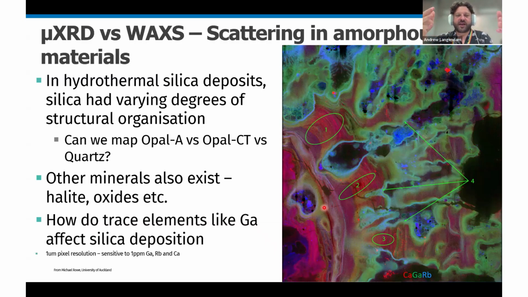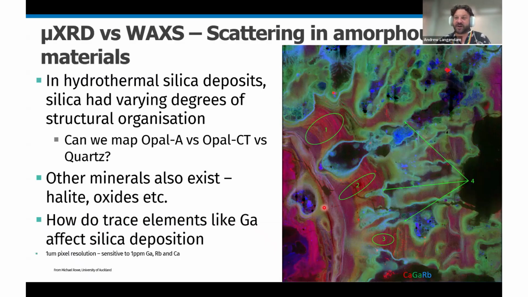But this was looking at how in these stromatolitic textures that we see in a lot of these digitate-like structures, these finger-like structures in these hydrothermal systems, how the silica is being deposited. Is it being deposited as purely amorphous silica? Is it being deposited as some form of opal, opal A or opal CT, or is it eventually forming things like quartz?